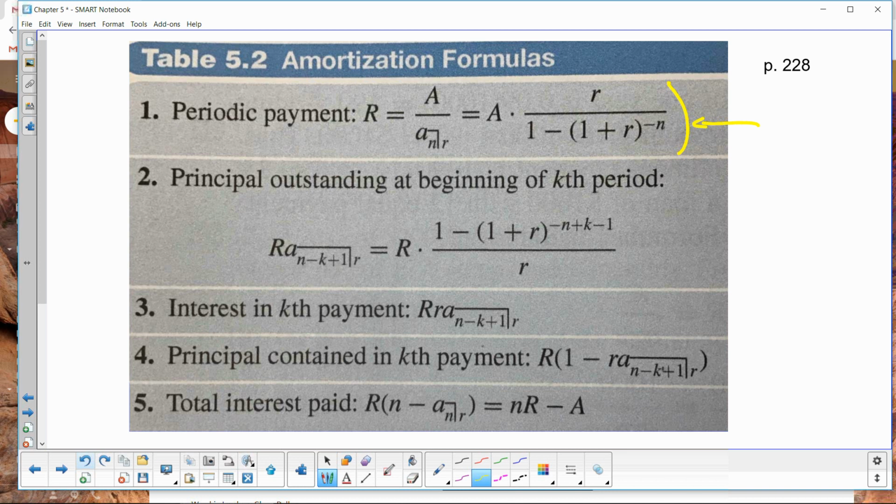Your outstanding balance at the beginning of the kth period. So if it's months, after 10 months, k is 10. This is the formula for it, right?